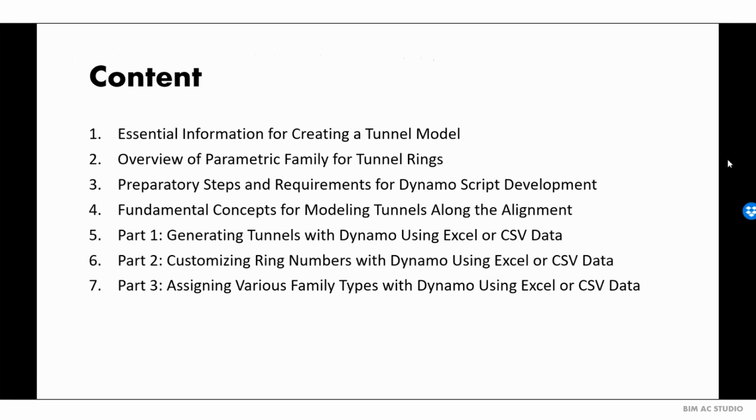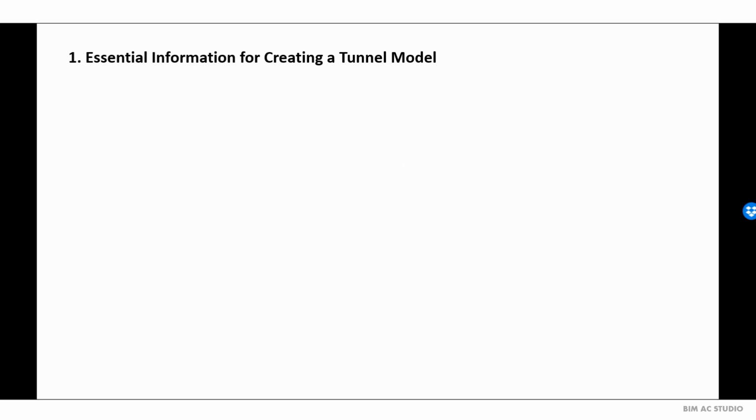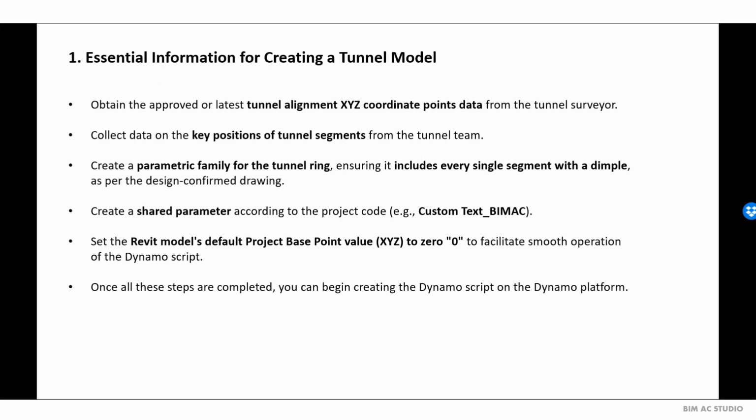Content number 1, essential information for creating a tender model. First of all, we need to obtain the approved or latest tender alignment XYZ coordinate point data from the tender area, and after that, collect data on the key position of tender segment from the tender team, and then create a parametric family for the tender ring, ensuring it includes every single segment with a dimple as per the design convention drawing.